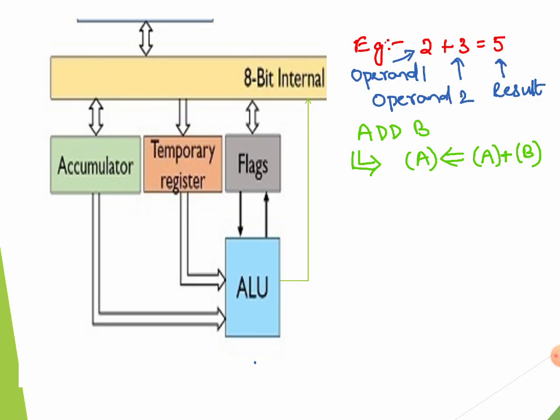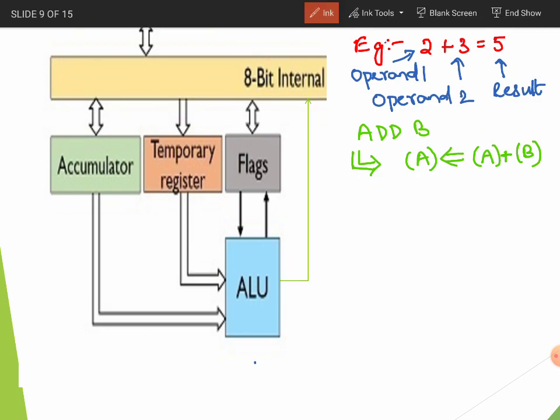And now let's talk about the ALU. For this we already know that the ALU does all the arithmetic and logical operations. So we will take an example: 2 plus 3 is equal to 5. So we are trying to add two numbers. 2 is operand 1, 3 is operand 2, and 5 is the result. If I want to write the same thing in code, this is the code: ADD B.